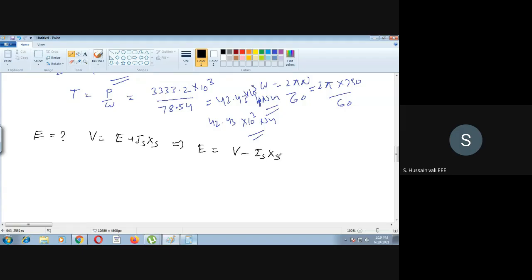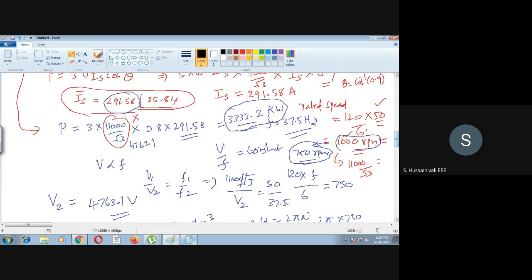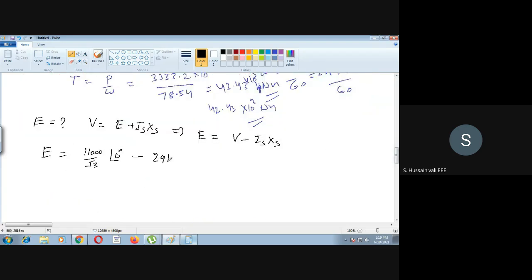Okay. You'll find this out one by one. You will get so many values here. First, we'll find out for the rated values. So if you find out for the rated values, then what is E? E is equal to, what is the voltage? The rated voltage 11,000 by root 3. This you will take at an angle 0, minus IS. We have found that it is 291.58 at an angle, because it's entirely phasors here, so at an angle 25.84.